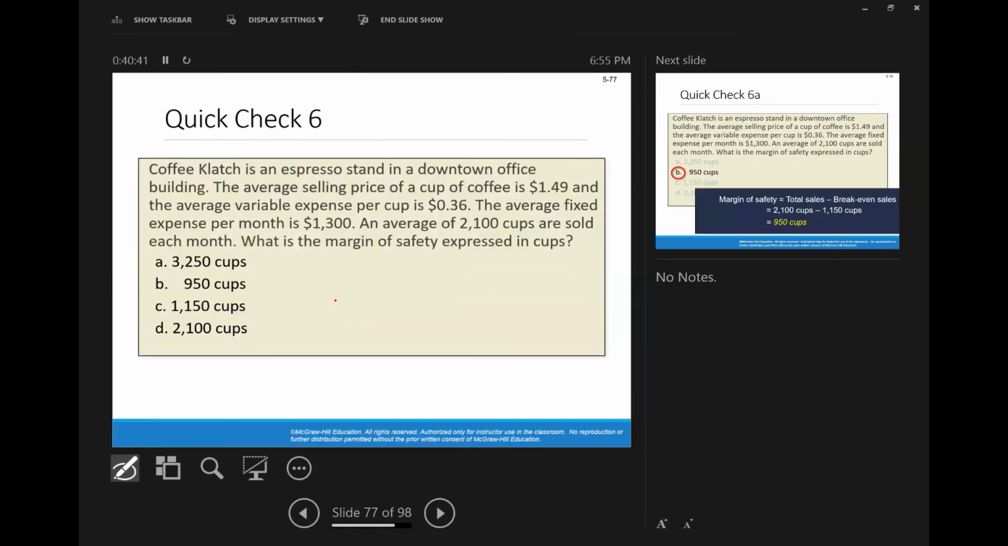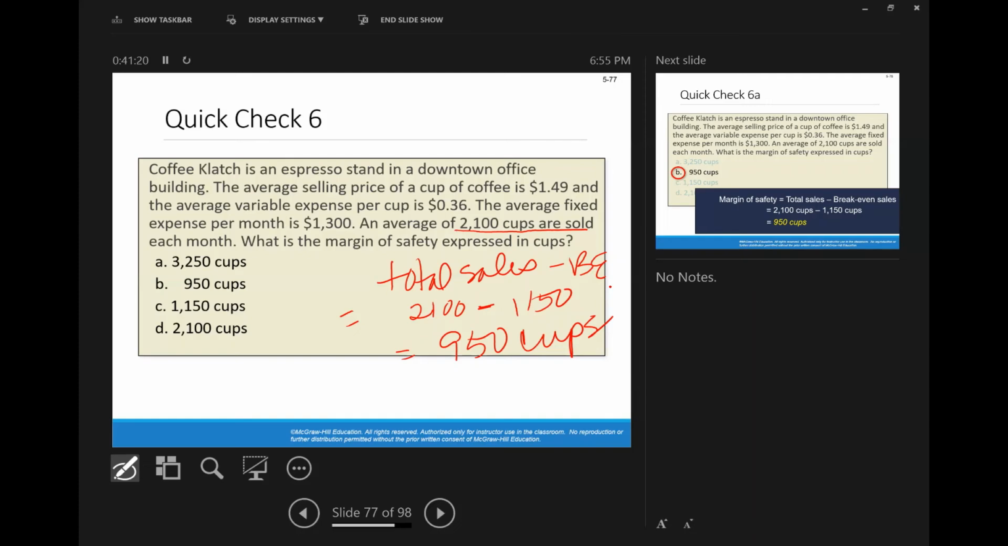Okay, back to the coffee shop. All the numbers are the same. We have an average of 2,100 cups sold each month. What is the margin of safety expressed in cups? We want to know how many cups, so we do total sales minus the break even. Our total cups sold, 2,100, minus the break even of 1,150. I don't remember if we figured that out. That gives 950 cups.